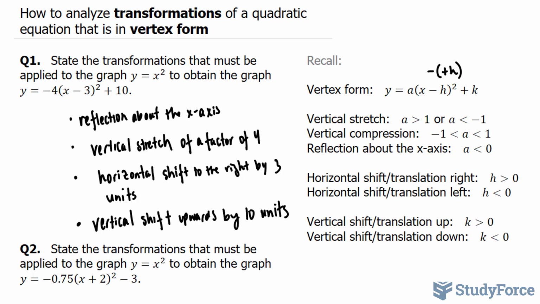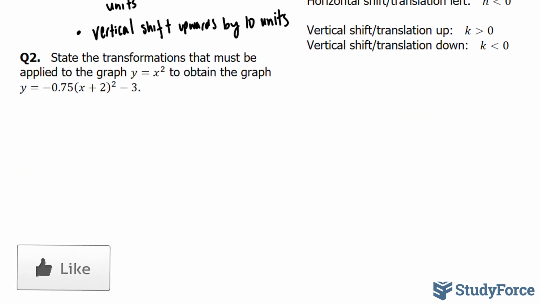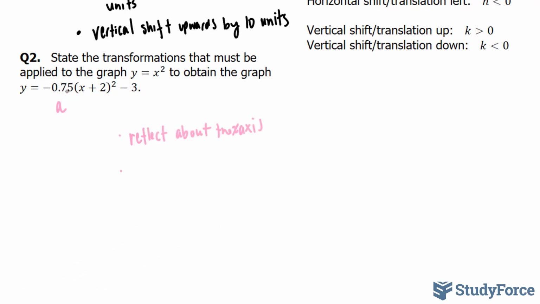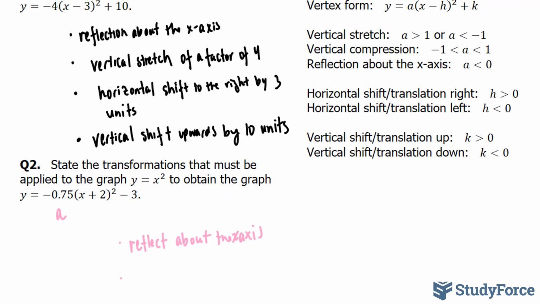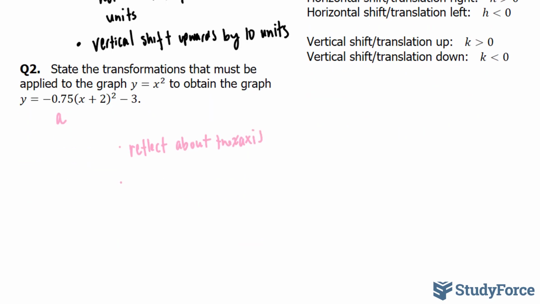Let's try question 2. Once again, we'll start with a, and you'll notice that your a is negative. That means there will be a reflection. You'll also notice that your a is between 0 and negative 1. So let's go back to this. Here it tells us that if you have an a value between negative 1 and 1, of course not including a is equal to 0, you have a vertical compression. So in our case here, we have a vertical compression by a factor of 0.75.